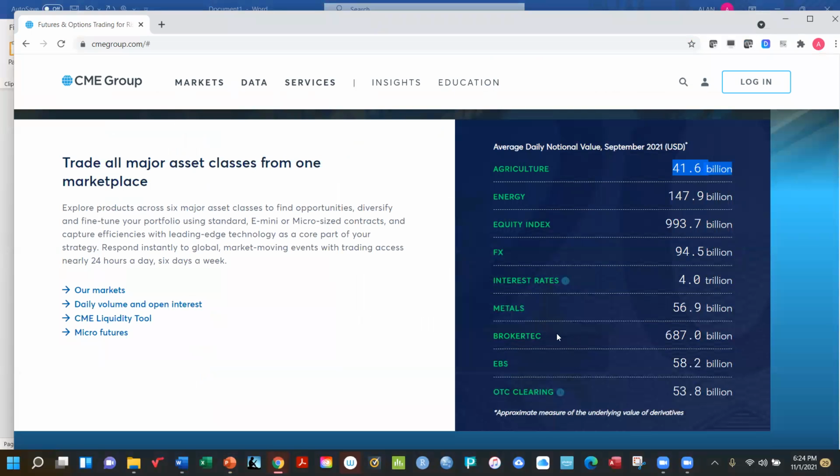these are the standard ones, like metals, precious metals like gold, silver, platinum, palladium, the industrial metals like copper and zinc, interest rates, foreign exchange, equity indices, energy, and then, of course, agriculture. These are the oldest of the group, of course. Agriculture futures have been around since at least the 19th century in the United States. Some of these others are quite a bit newer.